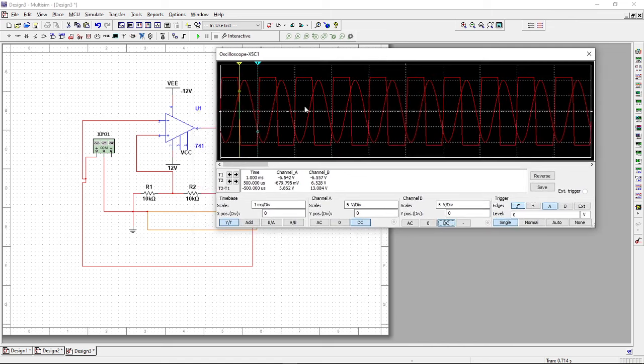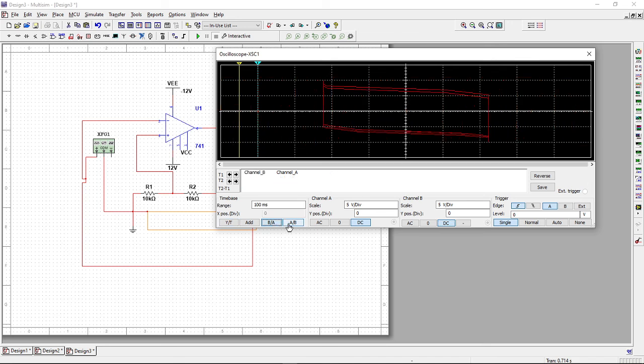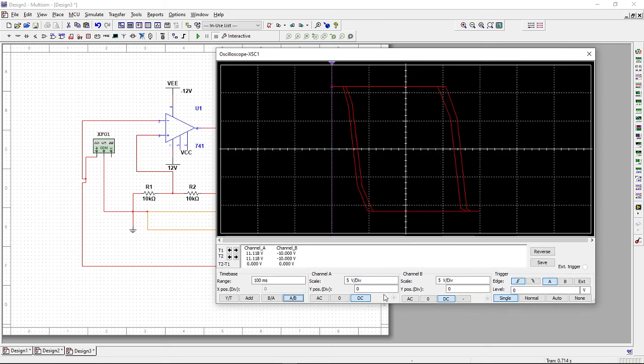For the transfer characteristics of the Schmitt trigger, I will choose in Multisim software. I have an option, B by A. Okay, B by A or A by B, both will give the transfer characteristics of hysteresis, the Schmitt trigger hysteresis voltage and Schmitt trigger transfer characteristics.